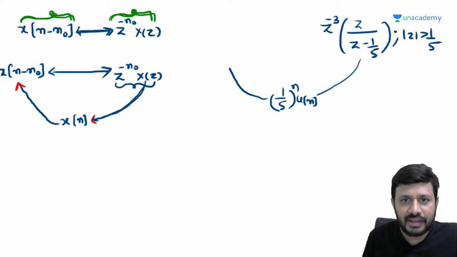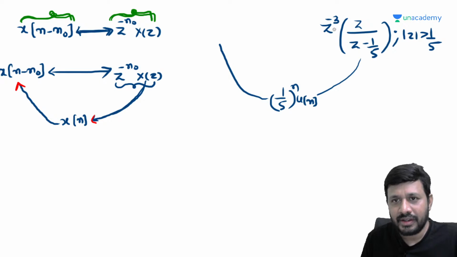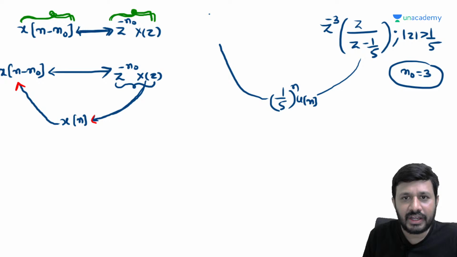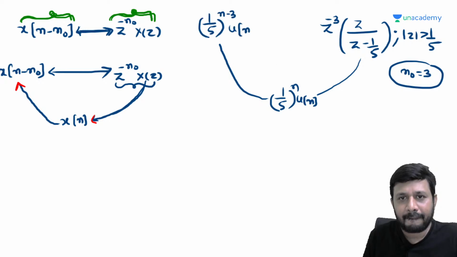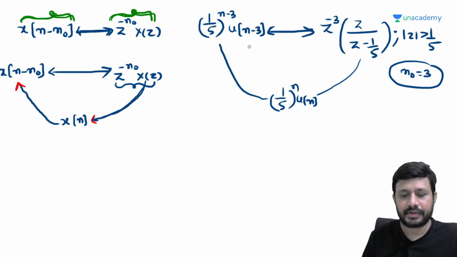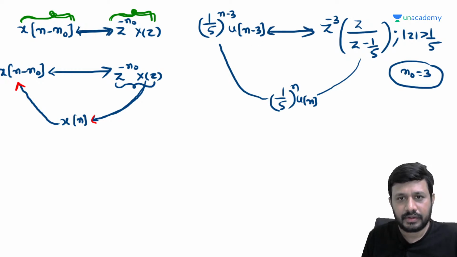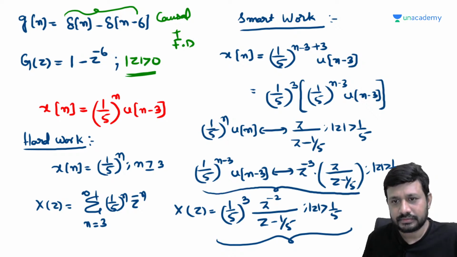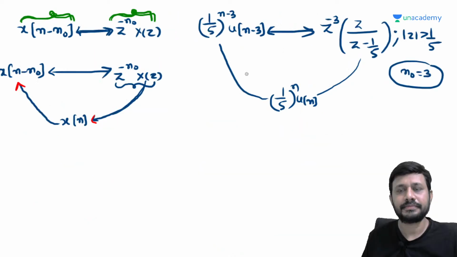In this x of n, wherever you have n, replace it with n minus n naught. Z power minus n naught, n naught value is how much? 3. So wherever you have n, replace it with n minus n naught. Observe here. The same thing we got here.